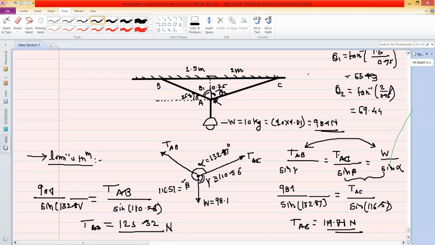So this is the application of Lamè's theorem. By using Lamè's theorem, if there is a concurrent force system, then we can find out the reactions without using summation Fx and summation Fy. So I hope this application is clear.